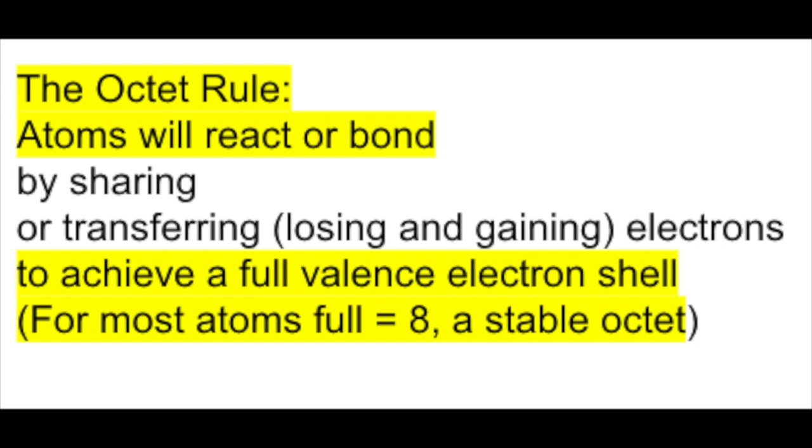The octet rule: atoms will react or bond by sharing or transferring, losing and gaining electrons to achieve a full valence electron shell. For most atoms, full equals 8, a stable octet.